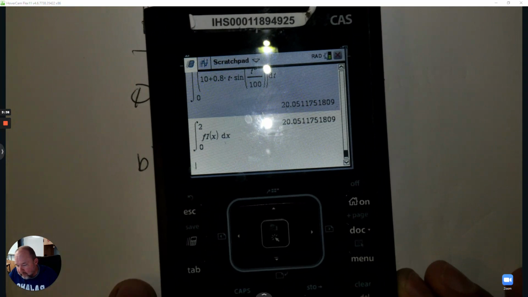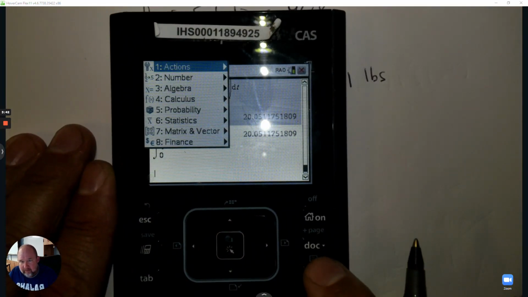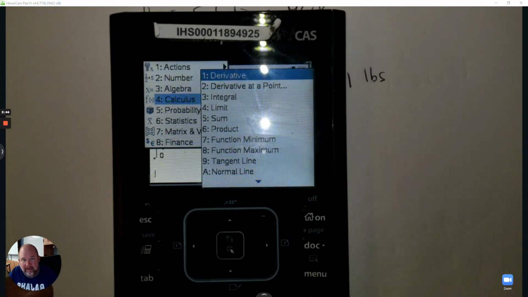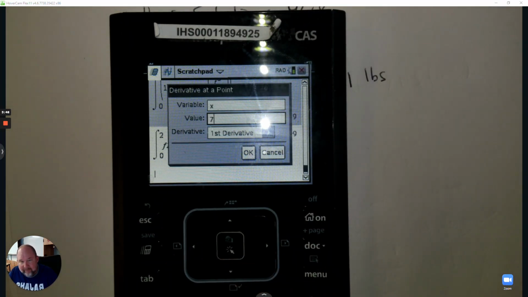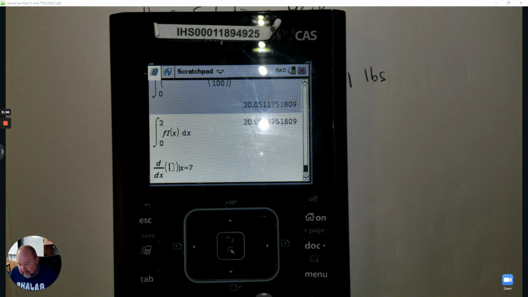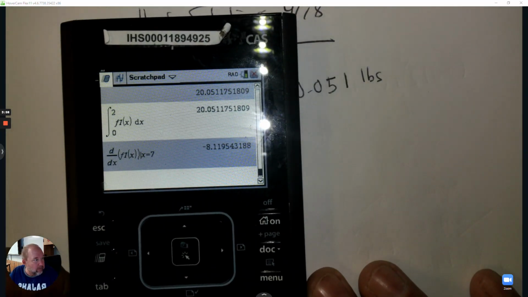So now when I'm looking at it, they say, hey, take the derivative. I can go menu, calculus, derivative at a point. We're using x, and the value's at 7. Then I just have to type in f1 of x, and that's it. And I get negative 8.119.